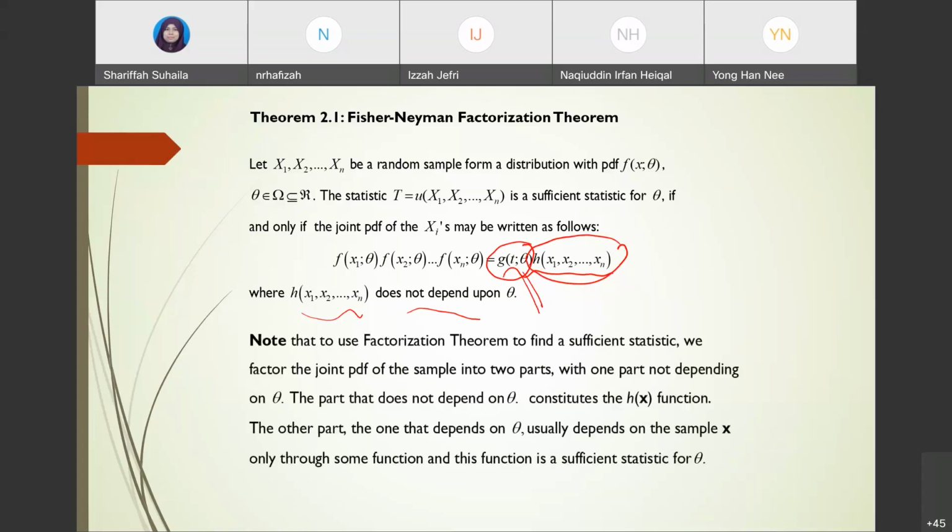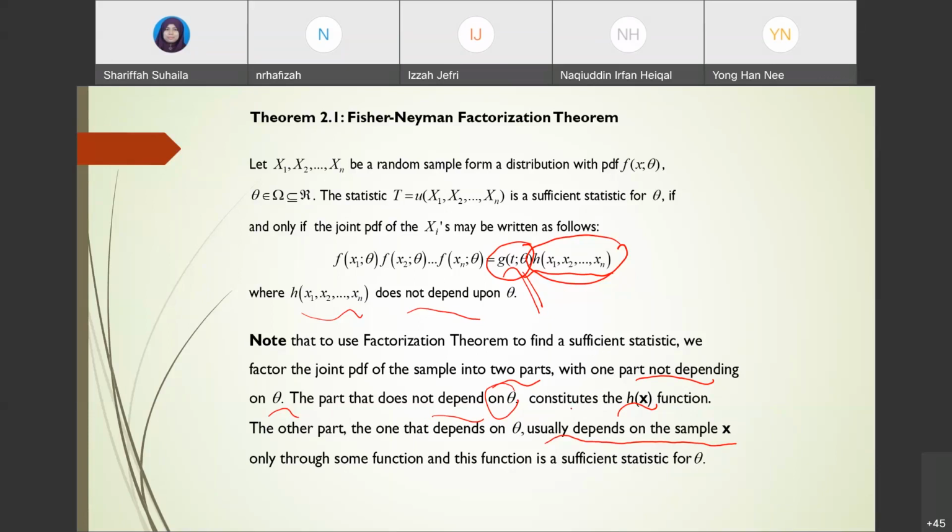Okay, note that to use factorization theorem to find a sufficient statistic, we factor out the joint PDF into two parts. Okay, first part not depend on theta, the other part is depending on theta lah. So the part yang does not depend on theta tu biasanya kita letaklah dalam simbol h(x). Okay, so the other part, the one that depends on theta, usually also depend on the sample X. Okay. Only through some function, and this function is a sufficient statistic.